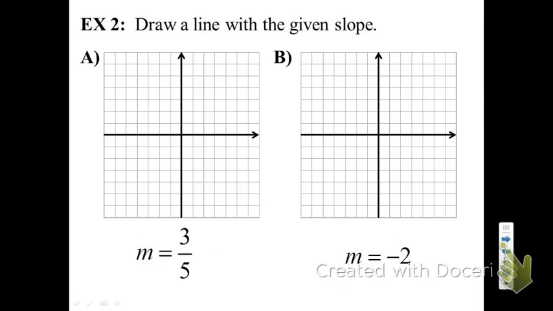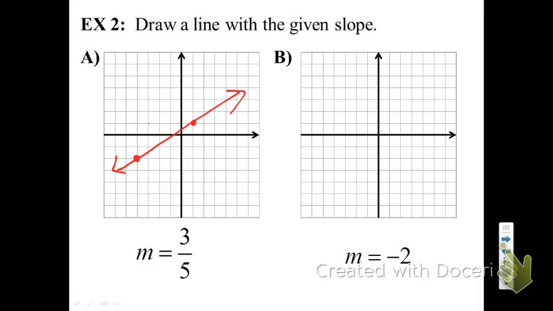Okay, example 2 says you're going to draw the line with the given slope. So this says we have a slope of 3/5. With this, it does not matter where we start. We can start anywhere on our graph. I'm going to start, say, here, and then I'm going to apply that slope, which says I have to rise 3 and then go over 5. 1, 2, 3, 4, 5. And then we draw that line.